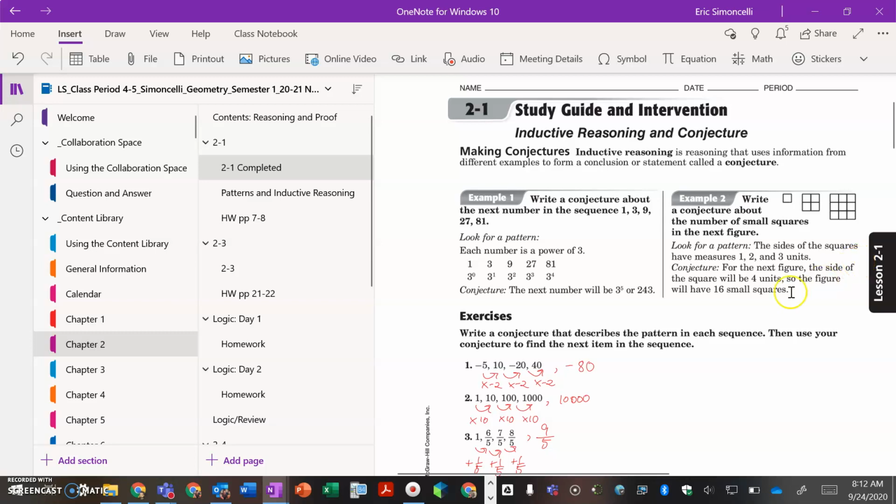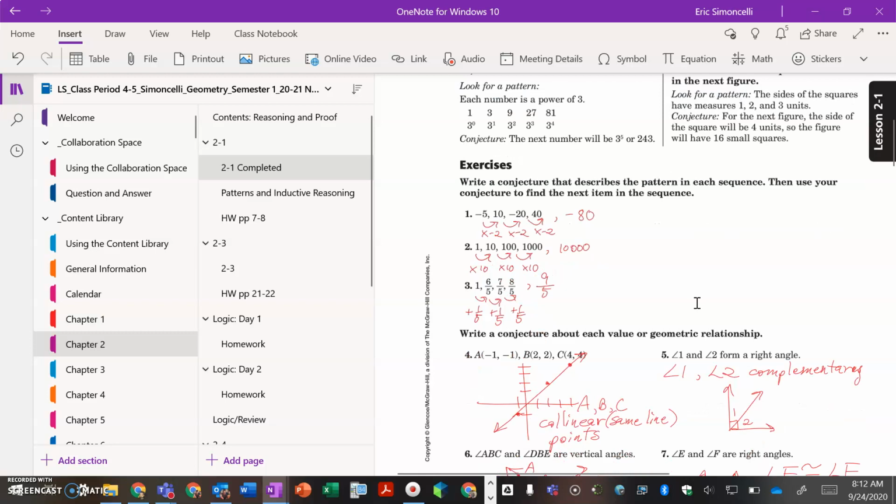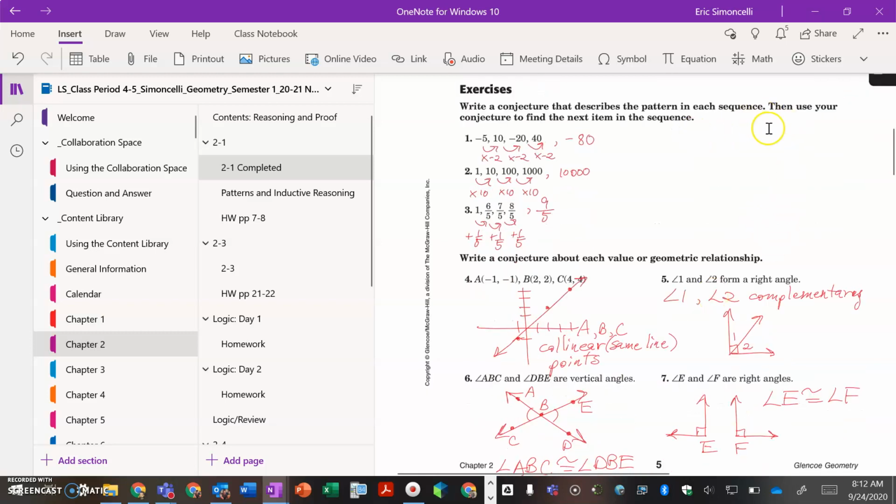Moving on. So we're going to write a conjecture that describes the pattern in each sequence, then use your conjecture to find the next item in the sequence. So -5, 10, -20, -40. If you look, it appears that you're multiplying by -2 from one term to the next. So there is your pattern. The conjecture, of course, then would be what? -80. So taking the specific numbers and generalizing with multiplication to get your conjecture.